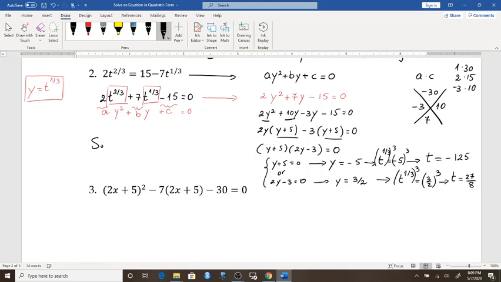So now we are done. And we can write the solution set, which is given by these two possible values for t. One is negative 125, and the other value for t is 27 divided by 8. Alright, so let's go to problem number 3.